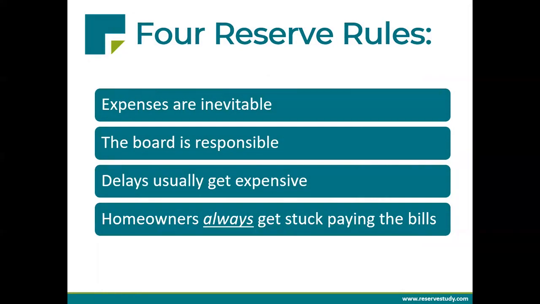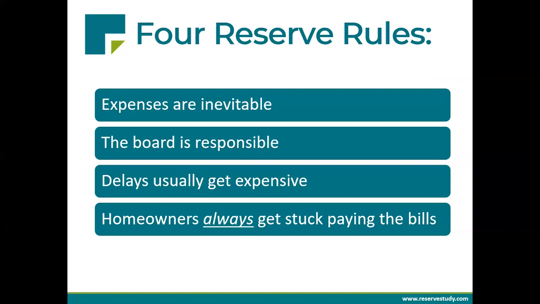In our business, we like to talk about these 4 cardinal reserve rules. The first is that these expenses are inevitable, right? There's no getting around the fact that air conditioning systems wear out and need to be replaced. Elevators need to be modernized. Fire alarm systems become obsolete and need to be modernized, right? Roads need to be repaved.